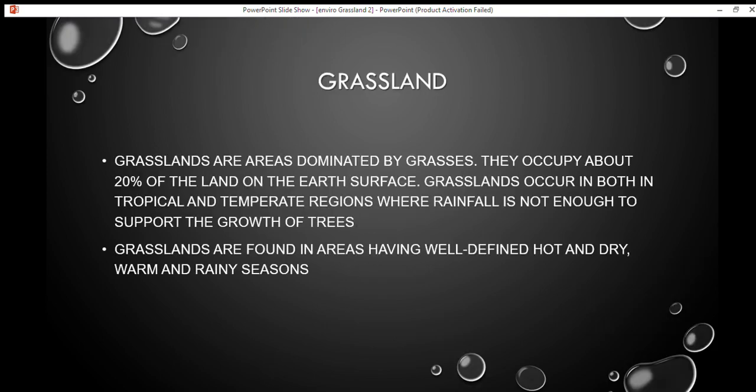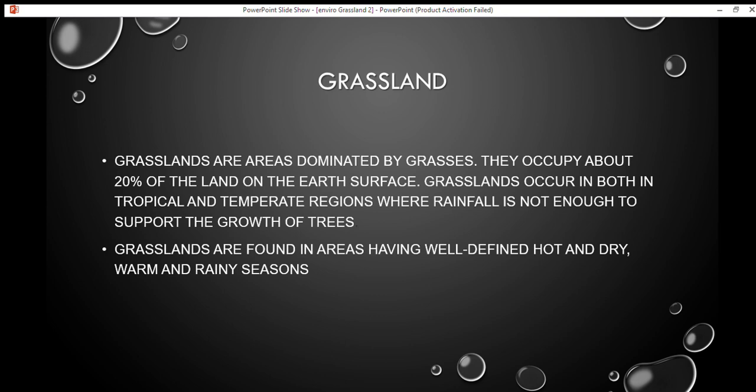Well, okay, the grasslands are areas dominated by grasses. They occupy about 20% of land on the Earth's surface. Now, grasslands occur in both tropical and temperate regions where rainfall is not enough to support the growth of trees.